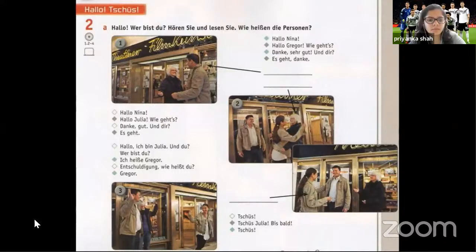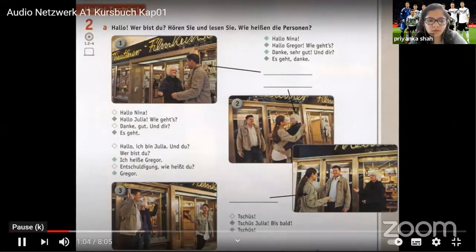Gregor. Okay, so in the second one, this new girl which is coming, she's asking, I am Julia, ich bin Julia, and what is your name? So he's saying, my name is Gregor. So she's saying, Entschuldigung, which means, excuse me, what is your name? So he's saying, Gregor. So how do they say bye to each other, okay?